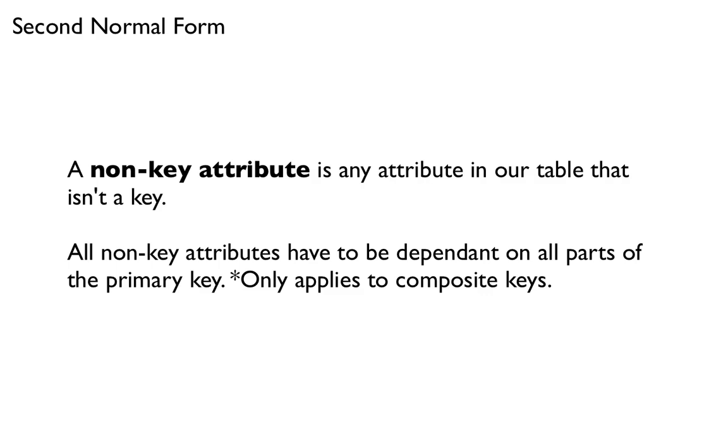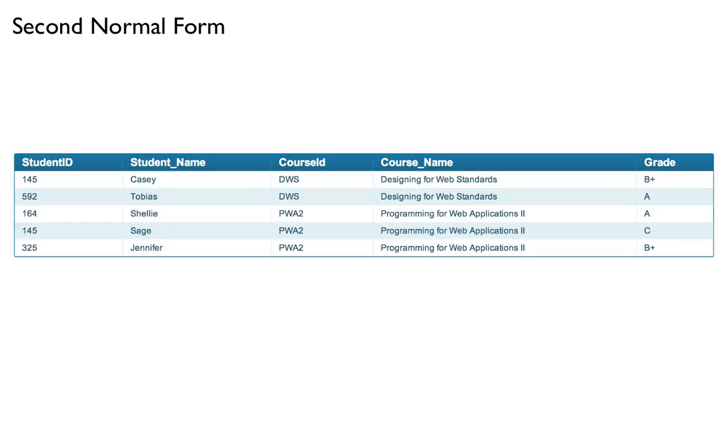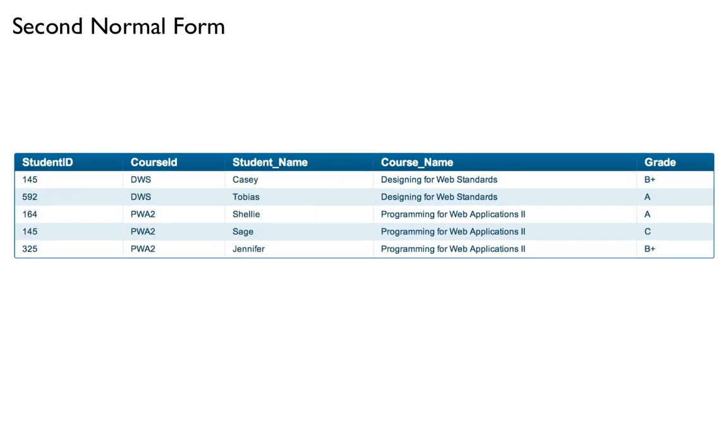If there is only one primary key, then the table is already in second normal form. Take a look at this example. We have a student ID and a course ID, but neither of them can uniquely identify any single row in the table. However, we can use both of the IDs together to create a composite key, which by itself can become our primary key.